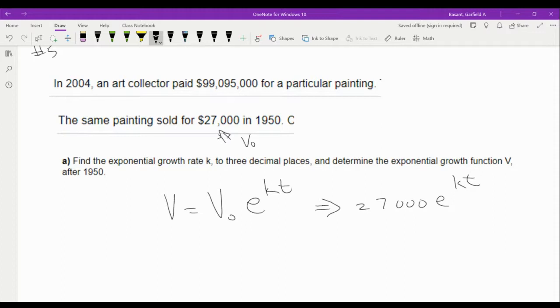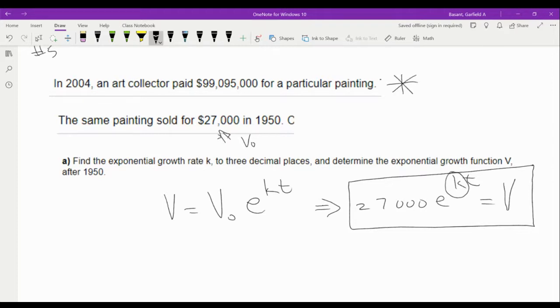Now, from the information given here, you'll realize that there's actually three unknowns, right? We don't know k, we don't know t, and we do not know the value v. So it's going to be very difficult to find k if we have three unknowns. However, they did give us this information at the very top, which is where this is going to come into play.